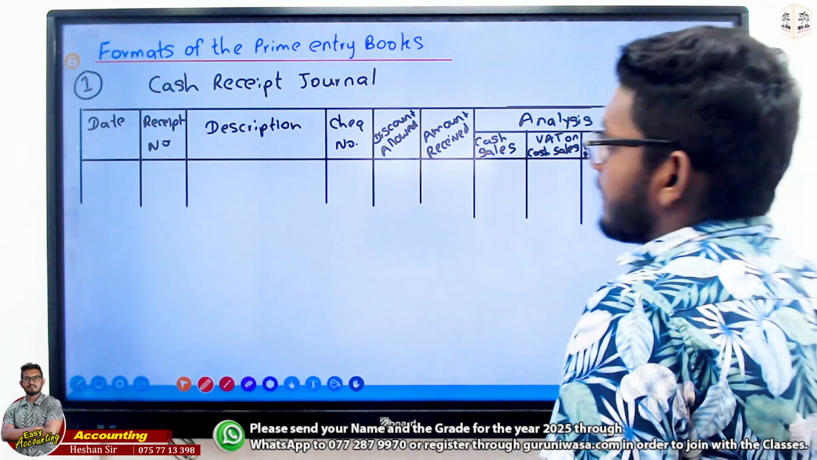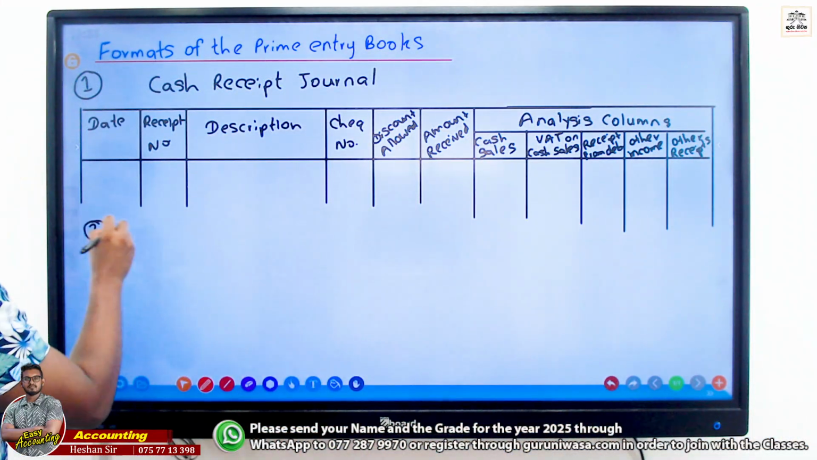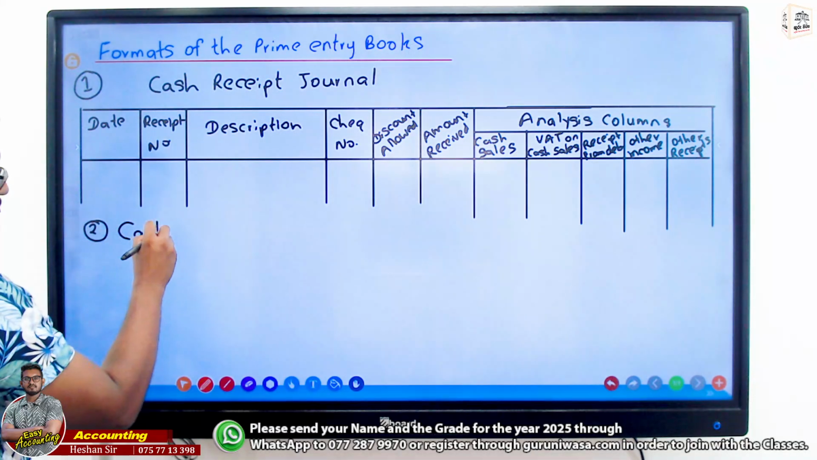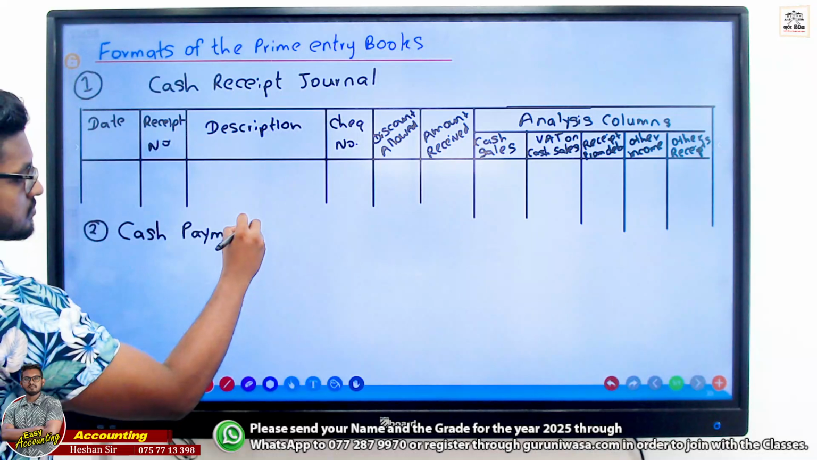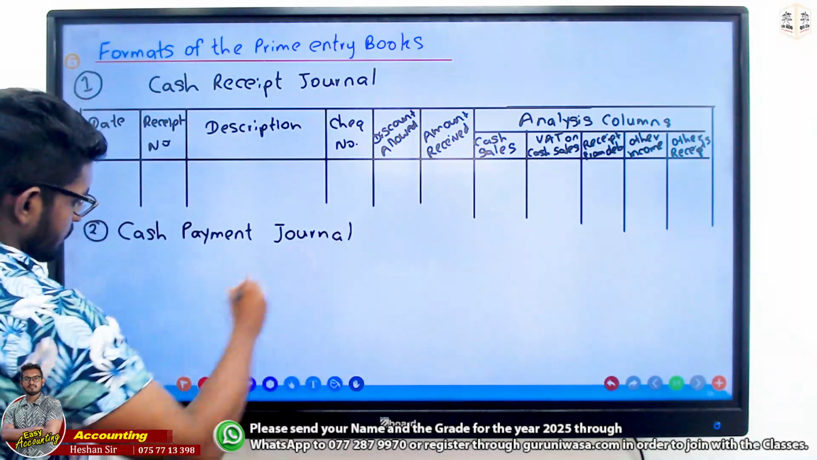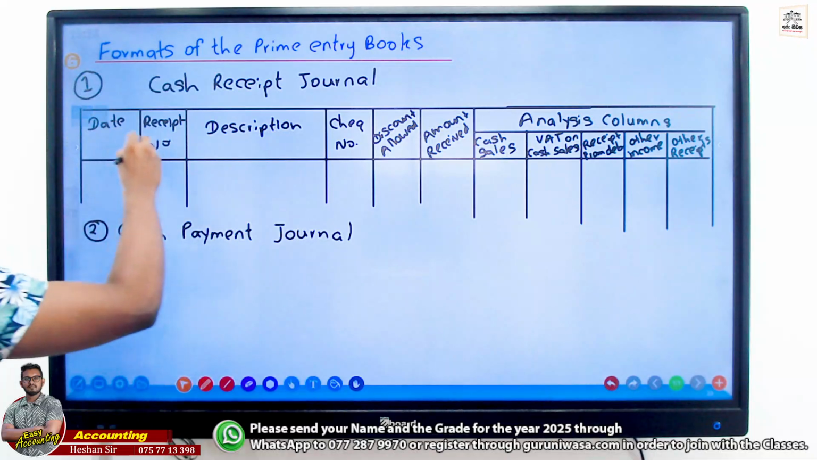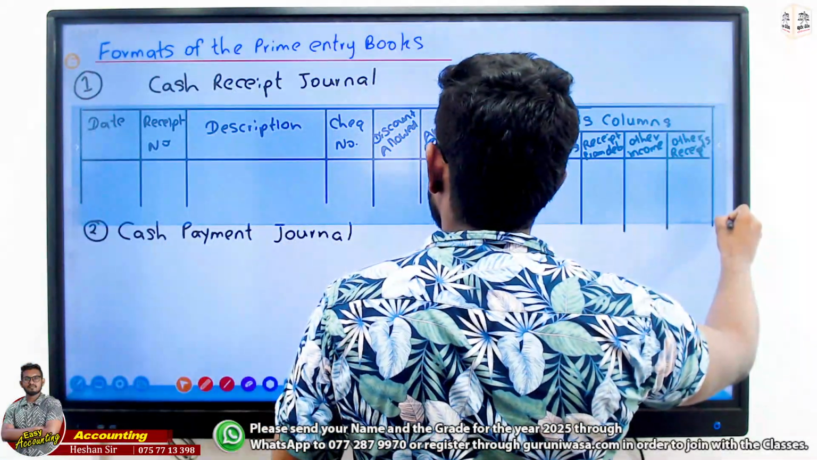Right. Number 2. Cash payment journal. All cash payments we record under the cash payment journal. Hope you can remember. What is the format? Can you remember the format of the cash payment journal?